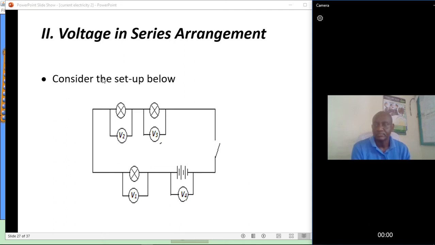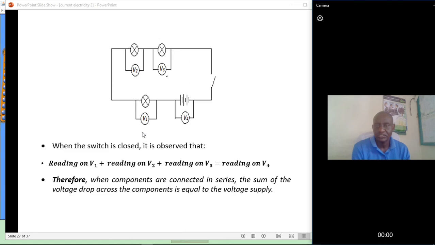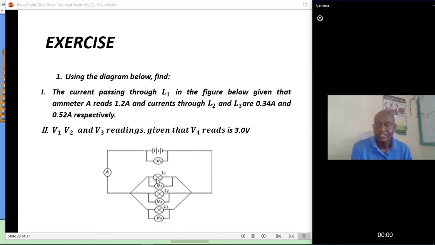So the current is the same. For the case of voltage, it divides itself. What is here plus what is here plus what is here gives the total here. So we say the switch is closed, it is observed that the readings V1 plus V2 plus V3 give us V4. Therefore, when components are connected in series, the sum of the voltage drops across the components is equal to the voltage supply.